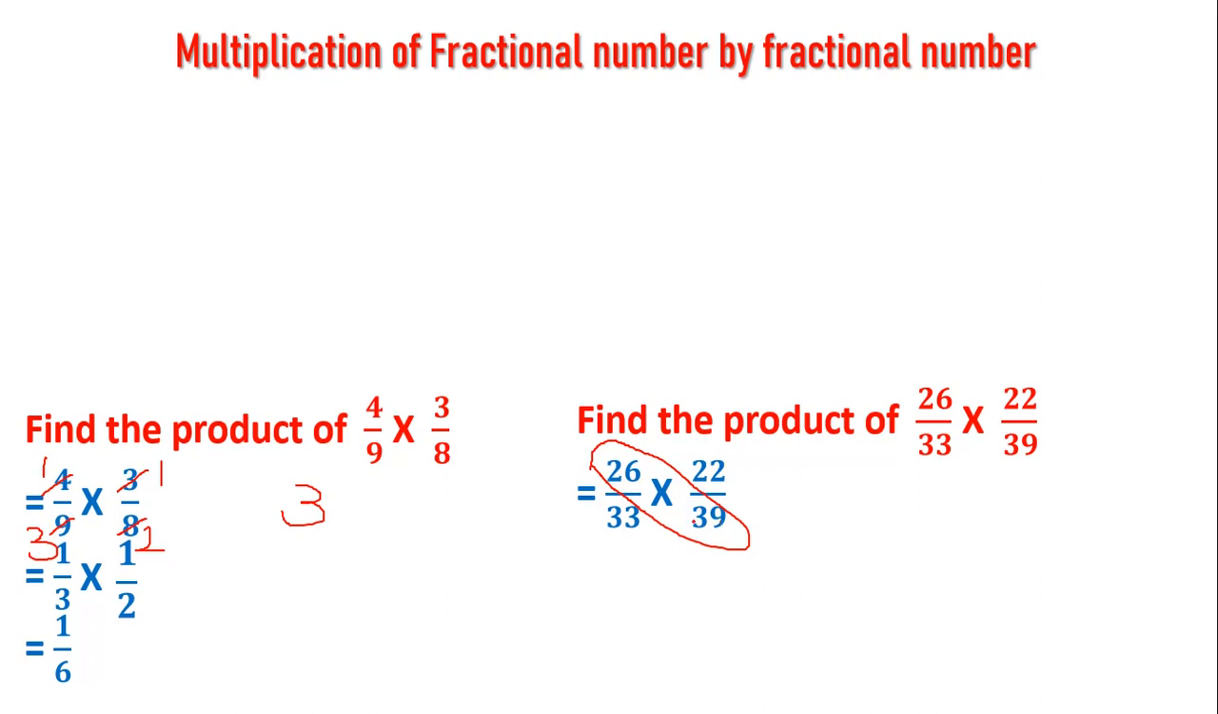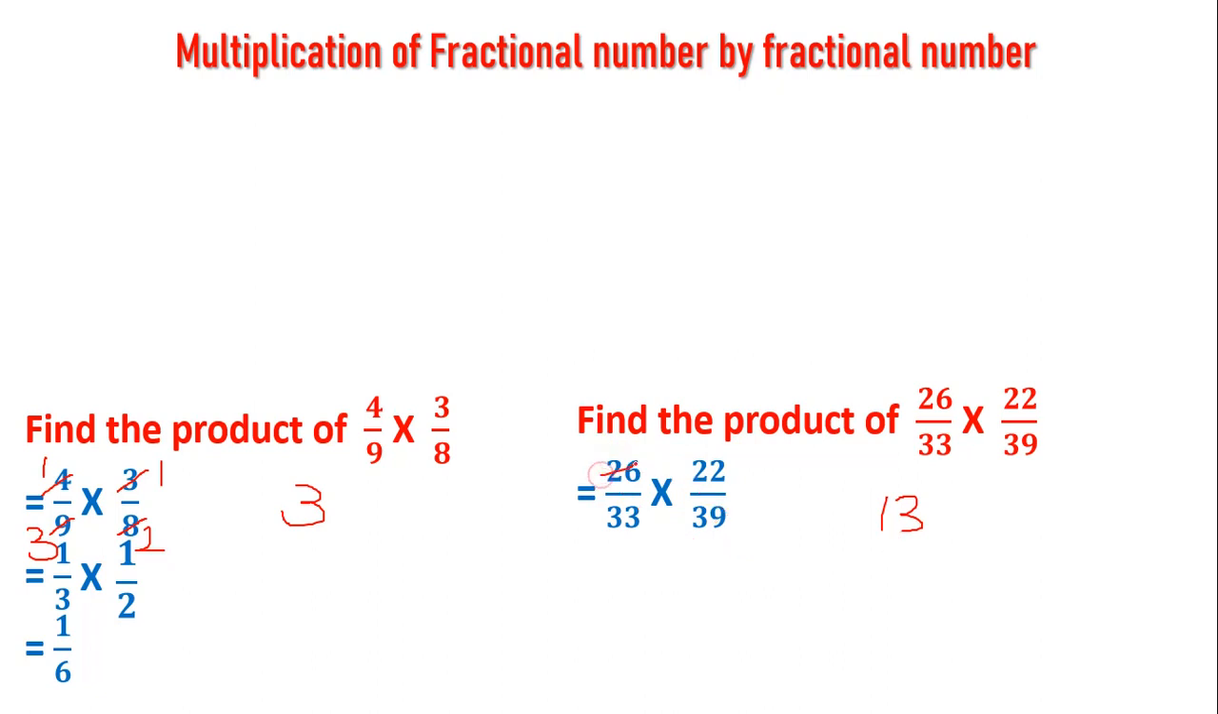After 3 we have 4. These two numbers are not divisible by 4 also. Next is 5. These two numbers are again not divisible by 5. Next is 6. These two numbers are not divisible by 6 also. In the same way, these two numbers are not divisible by 7, 8, 9, 10 and 11. But these two numbers, that is 26 and 39, are divisible by the number 13. Because of that, I am dividing 26 by 13 and 39 by this common factor 13.